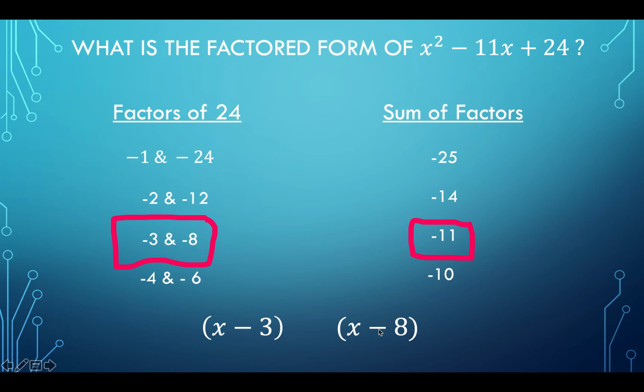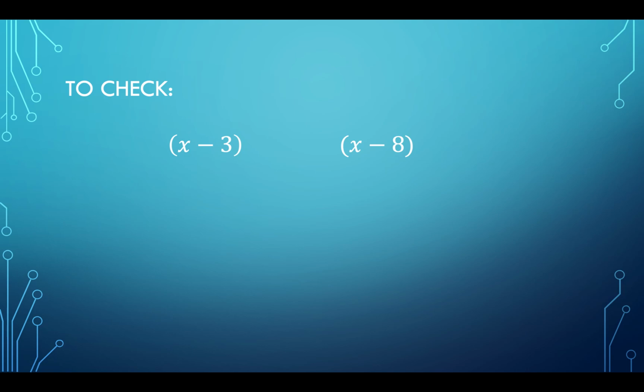Why are they both minus? Because this is minus and this is positive. So when we multiply the negative 3 times negative 8, we'll get positive 24. If we wanted to check that, we're going to use the FOIL method.